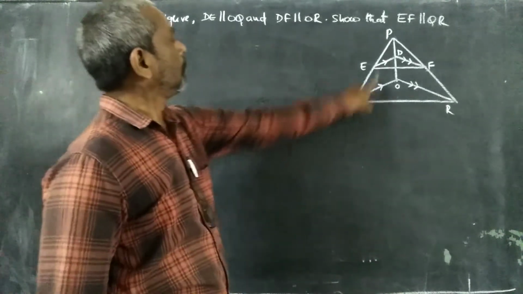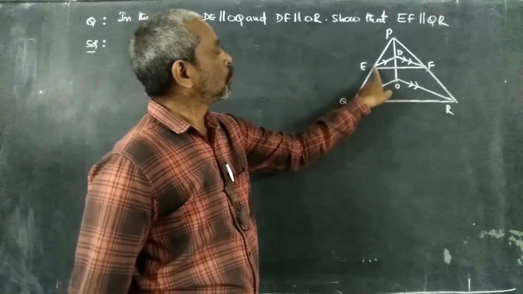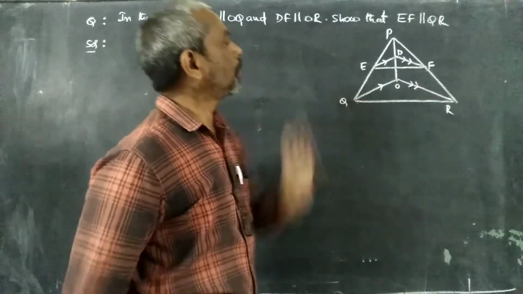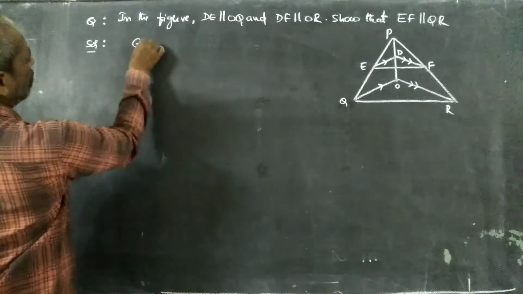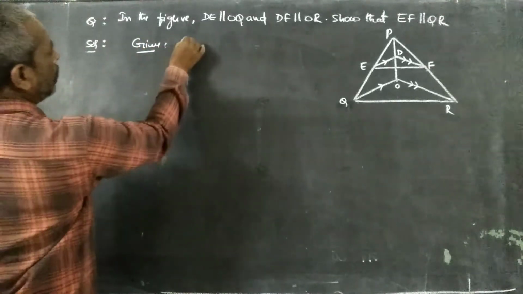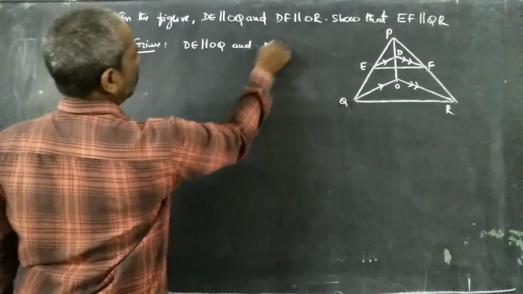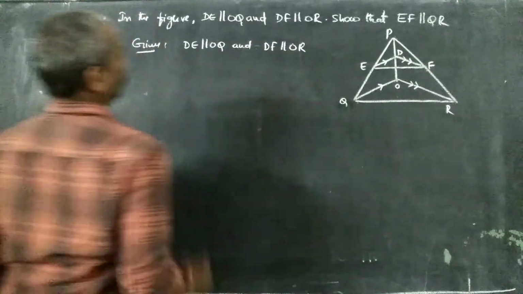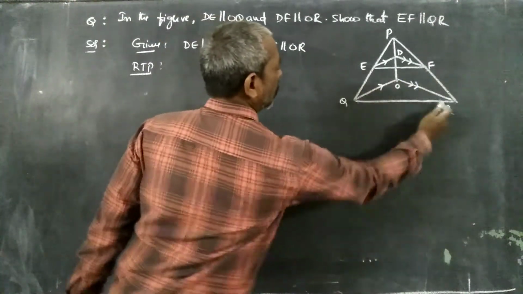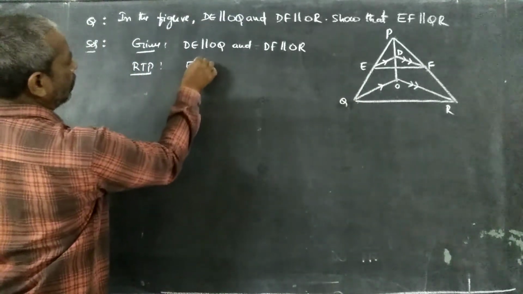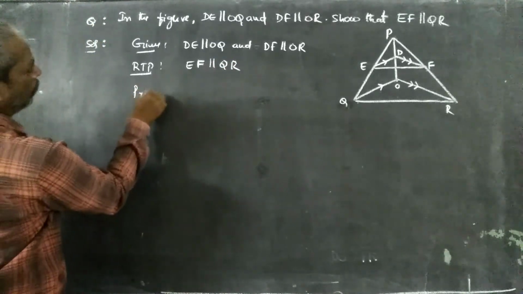So, in the figure, DE is parallel to OQ, DF is parallel to OR, show that EF is parallel to QR. So, given DE is parallel to OQ and DF is parallel to OR, required to prove EF is parallel to QR. Proof.